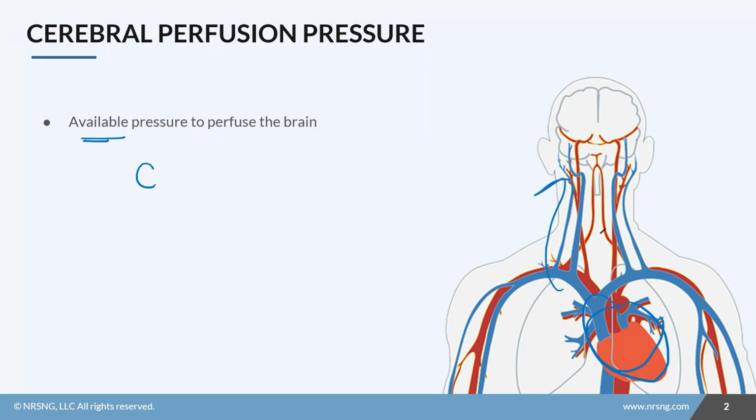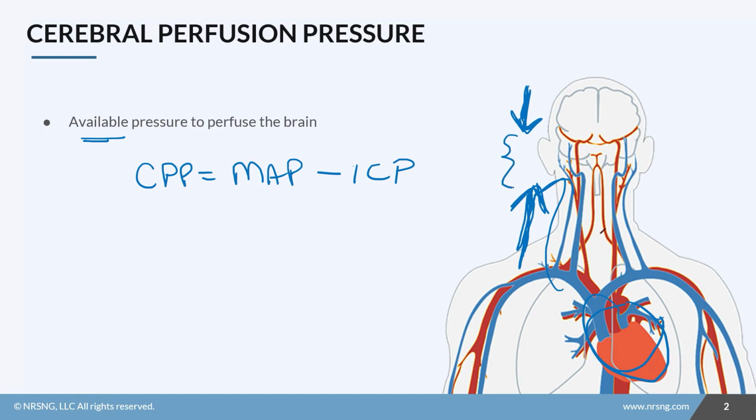Now, we calculate CPP by taking the mean arterial pressure, or MAP, and subtracting the intracranial pressure, or ICP. So the MAP is the average pressure in the systemic circulation moving upwards towards the brain, and the intracranial pressure is the pressure within the skull that's providing resistance or pushing downward. So what we want to do is make sure that the difference between the two, the leftover pressure, is enough to perfuse the brain, and that is our cerebral perfusion pressure.